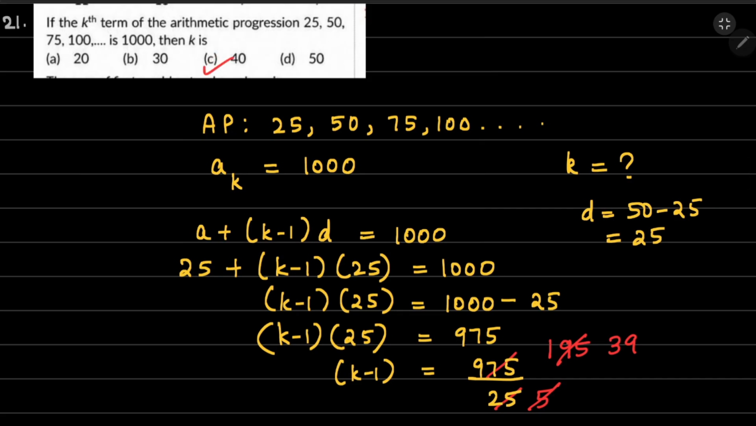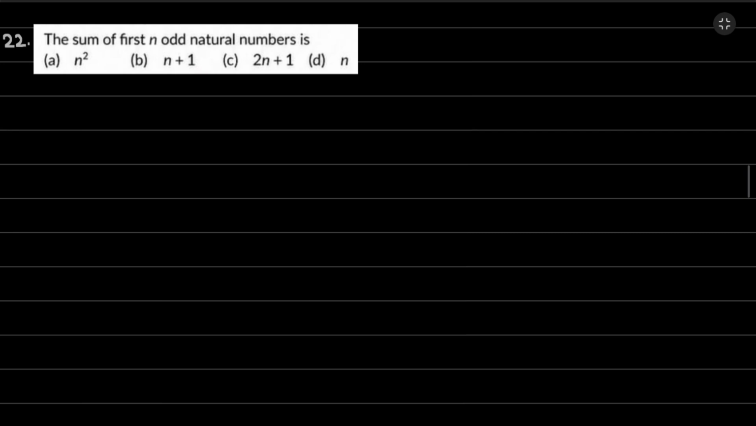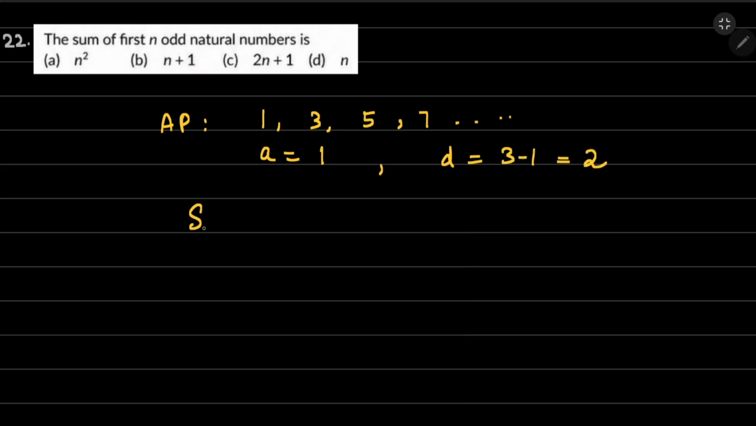Let's move on to the sum of the first n odd natural numbers. Again, very easy. Write the first n odd natural numbers. So you have 1, 3, 5, 7 and so on. You know your A, the first term of the given AP, which is 1. Common difference is 3 minus 1, which is equal to 2. You have to find the sum of the first n natural numbers.